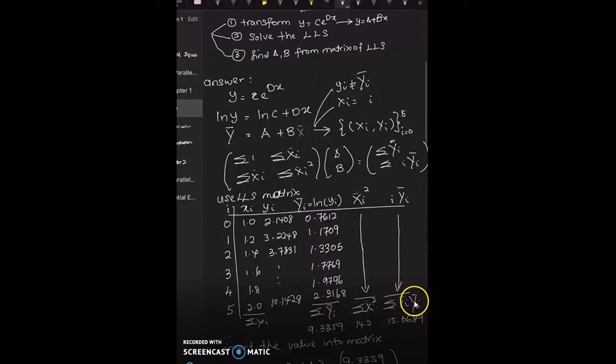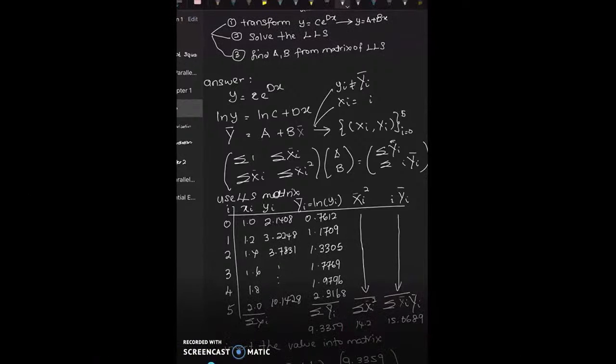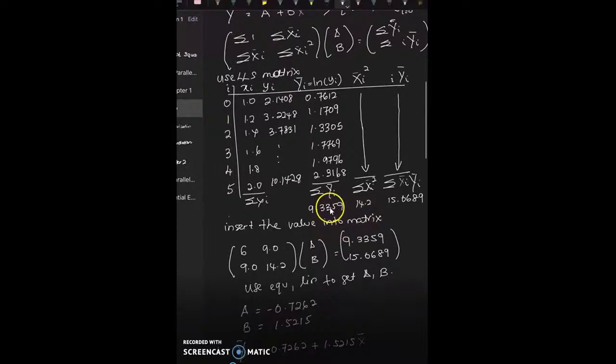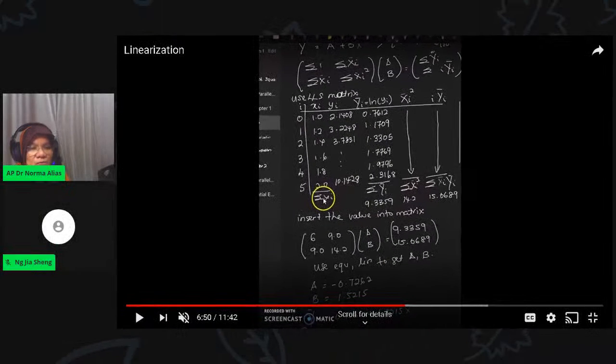All right, so when you press, try. I'm waiting for you to press all the values. And then don't forget to insert the summation xiyi into the 2 by 2 matrix of the linear least square method, because we want to find the values a and b. From the calculator, you can get a equal to negative 0.7262 and b is 1.5215.